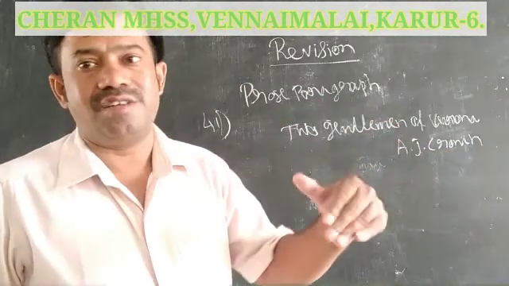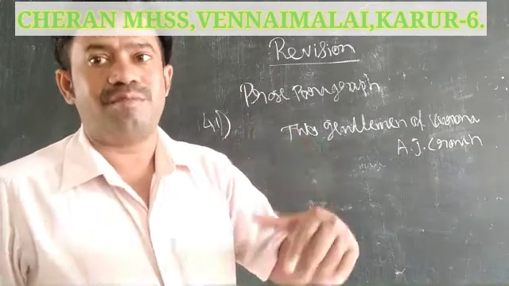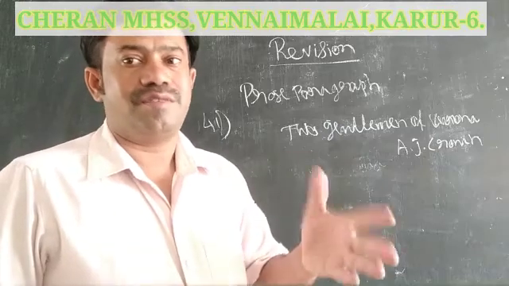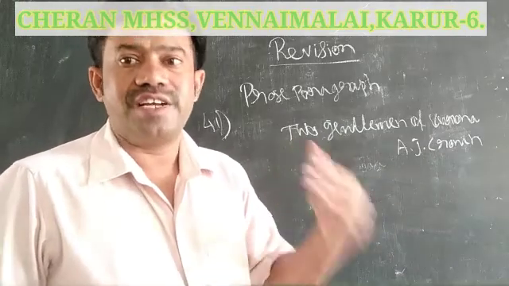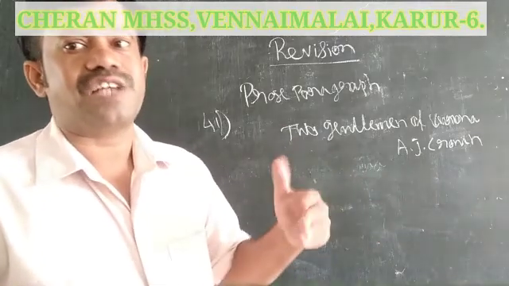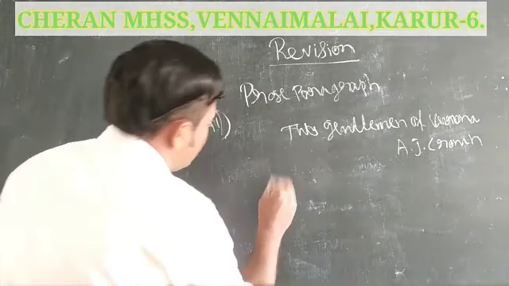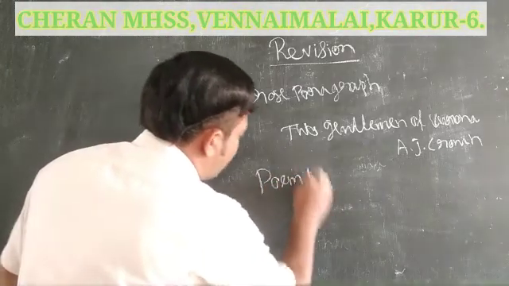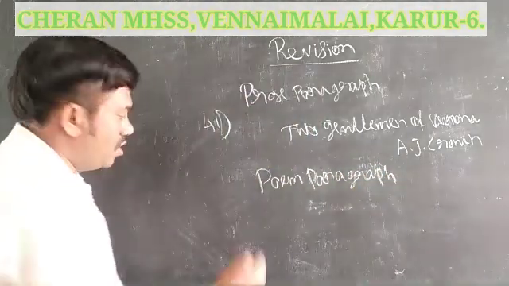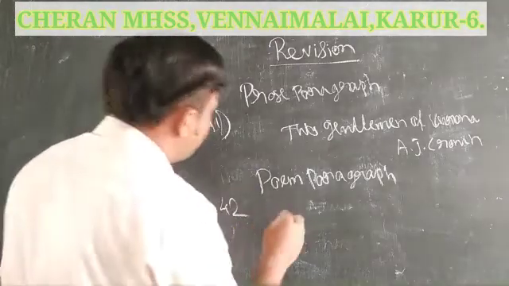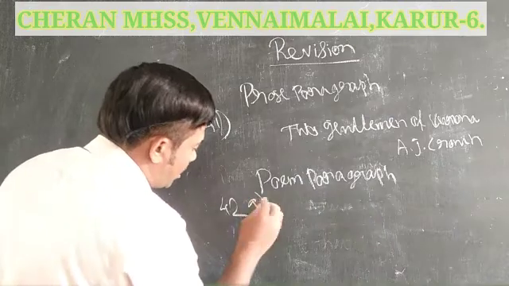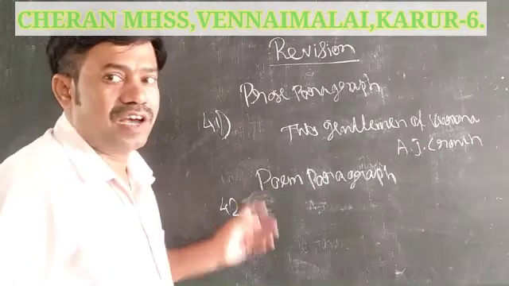Next you have to choose the poem paragraph. Two will be given. You have to choose one. Suppose for the poem paragraph you have 2 poems, Our Casualty and All the World's a Stage. Suppose you choose the paragraph from Our Casualty. You have to write poem paragraph first. Then the question number 42. That is A or B, you have to write.